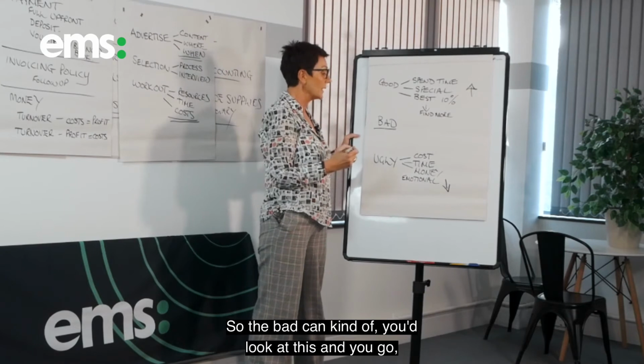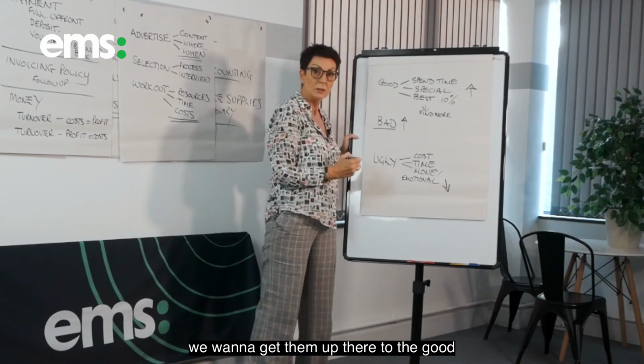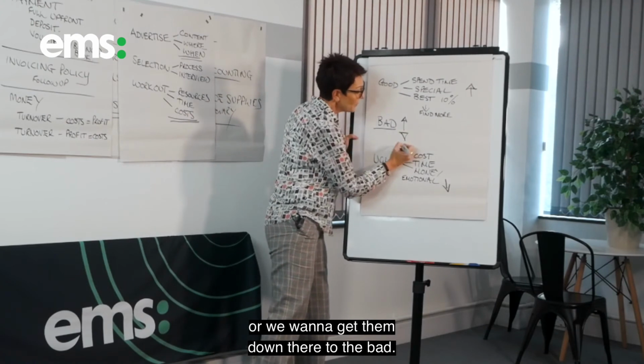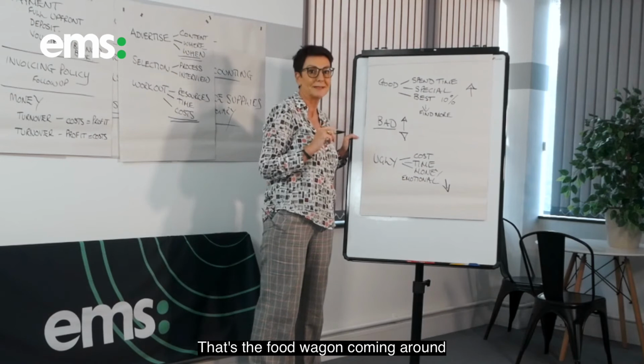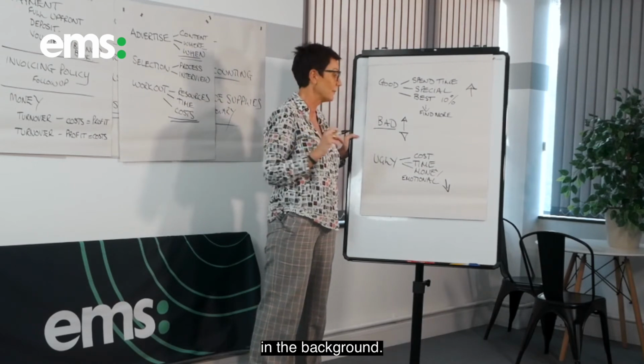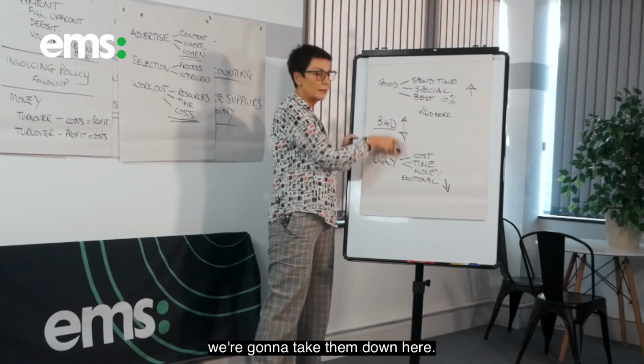So the bad, you'd look at this and you go, we want to get them up there to the good, or we want to get them down there to the bad. That's the food wagon coming around. So it's just making a nice little jingle in the background. So we want to get them up here. If they're not, we're going to take them down here.